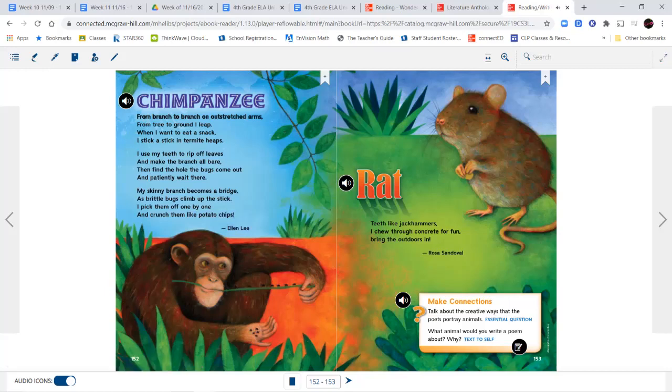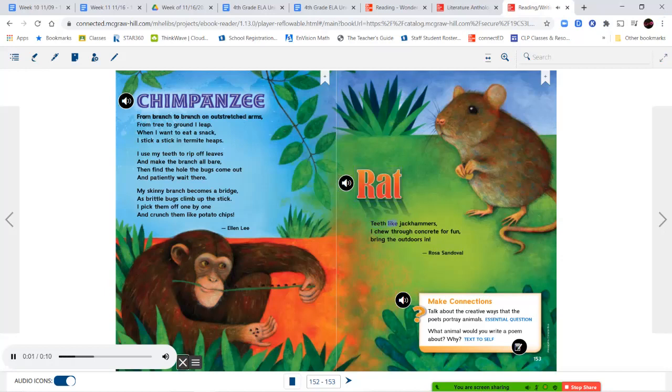Ellen Lee. Now for this poem, Chimpanzee, you'll notice the rhyme pattern where every other line rhymes. The first and the third line rhyme, the fifth and the seventh line rhyme. So leap and heap, bare and there, stick and chips, which doesn't rhyme very well, but you can see that there's a particular rhyme pattern going on here. And our last poem in here, called Rat, is also, like the previous poems on the page before, a type of haiku.